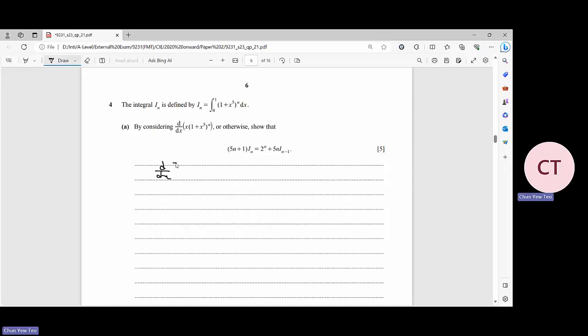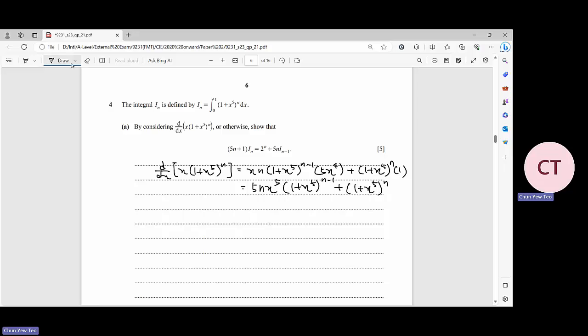Just start from here. You differentiate it. So this one is a product rule. Keep the left, differentiate the right, plus keep the right, differentiate the left. Okay, so we simplify first. You get 5n x^5 (1 plus x^5)^(n minus 1) plus the (1 plus x^5)^n.